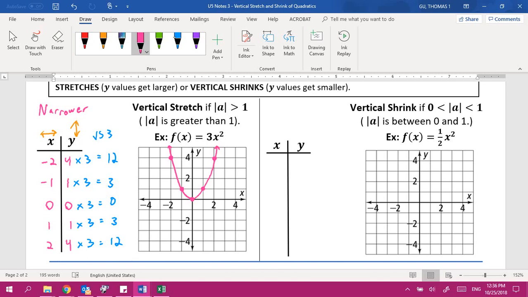Okay, so obviously the negative 2, 12 is off the page, so we don't need to worry about that. But negative 1, 3 is right here. Then we have 0, 0, right? 1, 3, and then 2, 12 is off the page. And so now let's connect these and make sure it curves a little bit. And you can see this is a narrower graph than the original parent function. That's a vertical stretch.